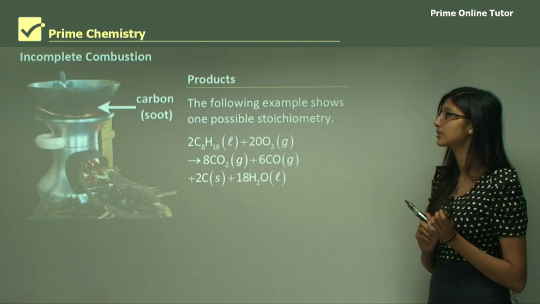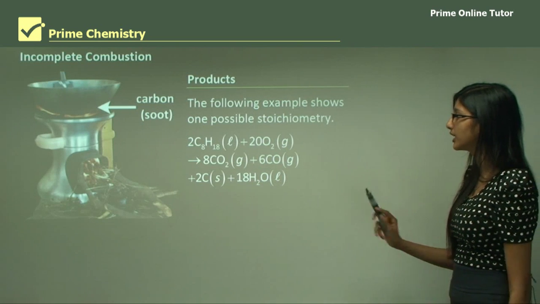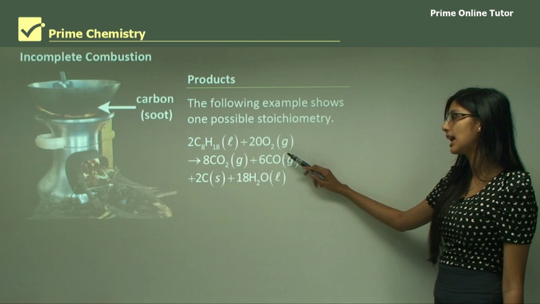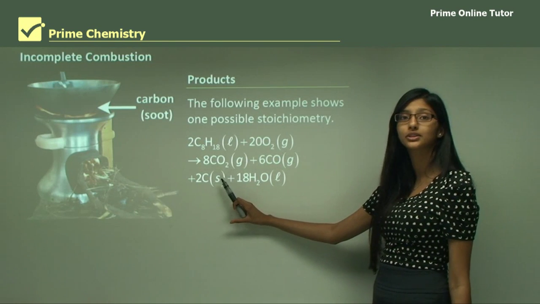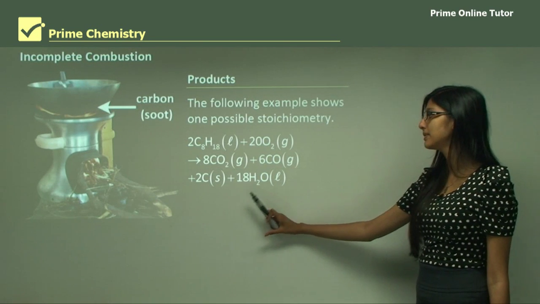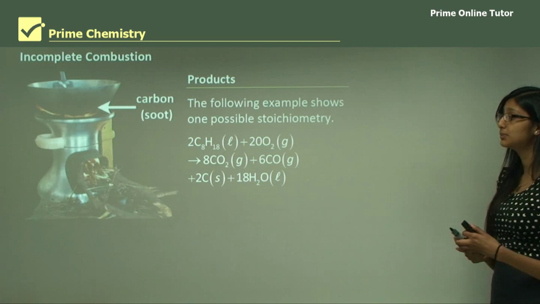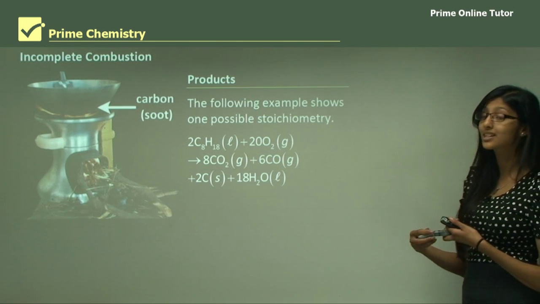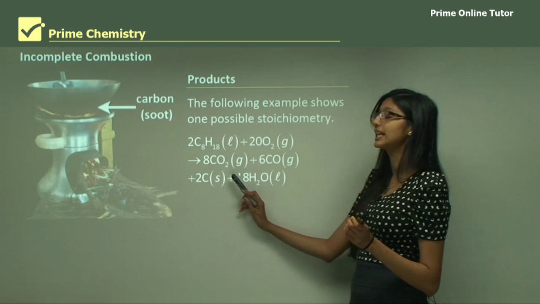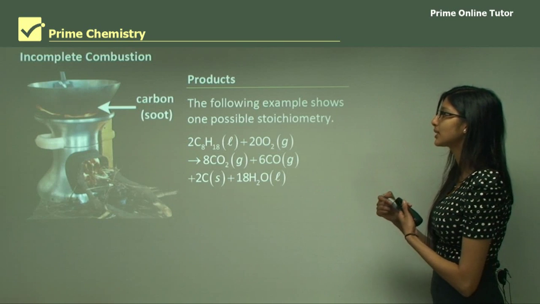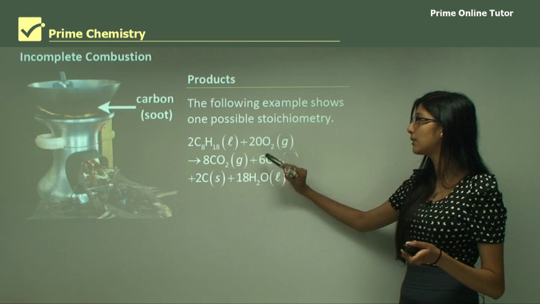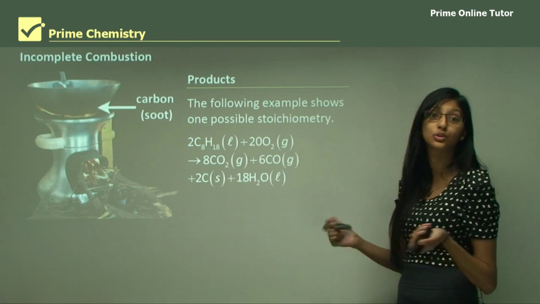So let's look at a reaction for incomplete combustion. If two molecules of octane are burned in 20 molecules of oxygen, we only produce 8 molecules of carbon dioxide, 6 molecules of carbon monoxide, 2 molecules of carbon, and 18 molecules of water. As you would remember, for complete combustion, we produce 16 molecules of carbon dioxide. But in incomplete combustion, this is reduced to 8 molecules. Hence, in incomplete combustion, because it uses less oxygen, the amount of product is also decreased because some of the reactant is converted to other products that we do not want.